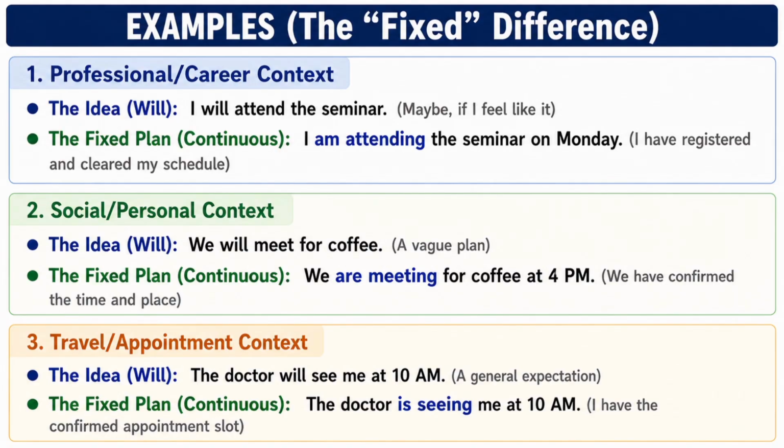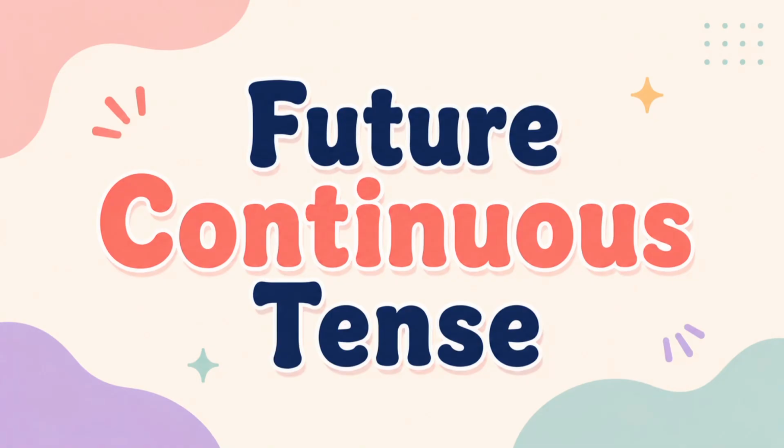Finally, let's look at the travel or appointment context. The doctor will see me at 10 a.m. This is simply an expectation. But the doctor is seeing me at 10 a.m. This means the appointment has already been booked and confirmed. So whenever your future plan is fixed, confirmed, and scheduled, using the present continuous tense is more natural than using will.